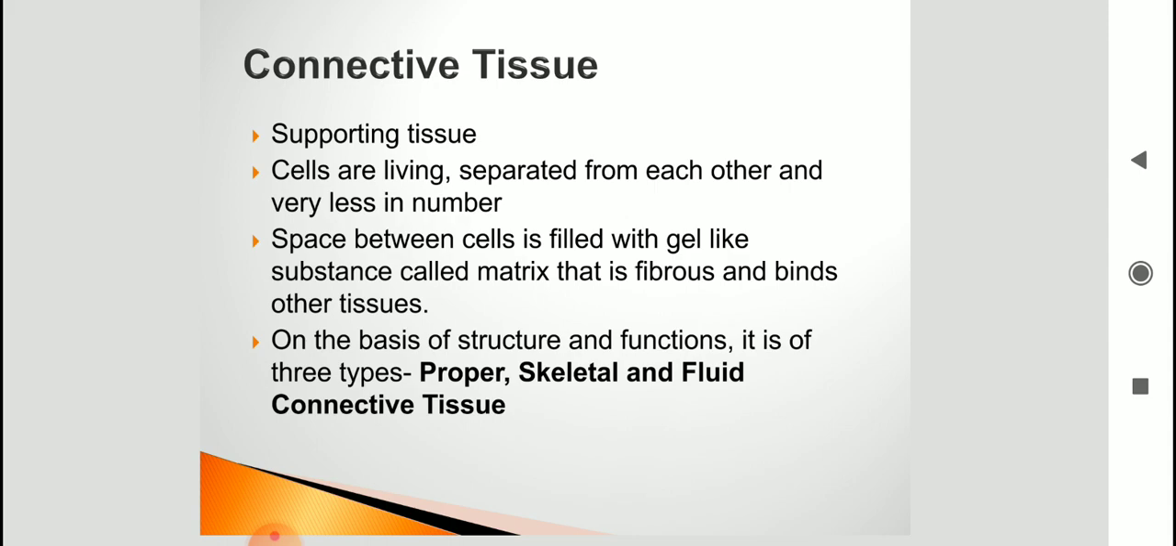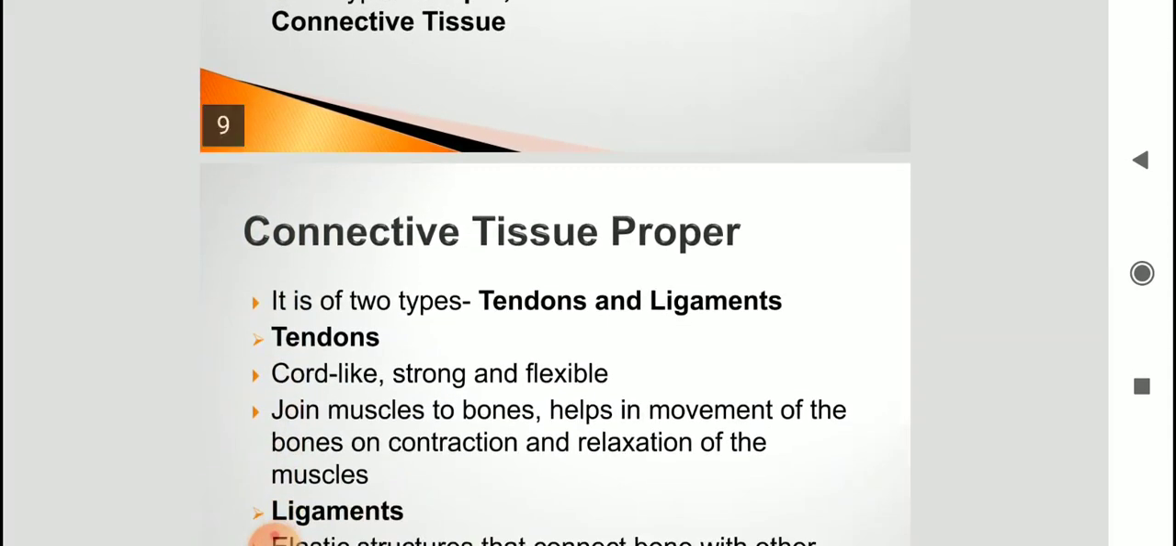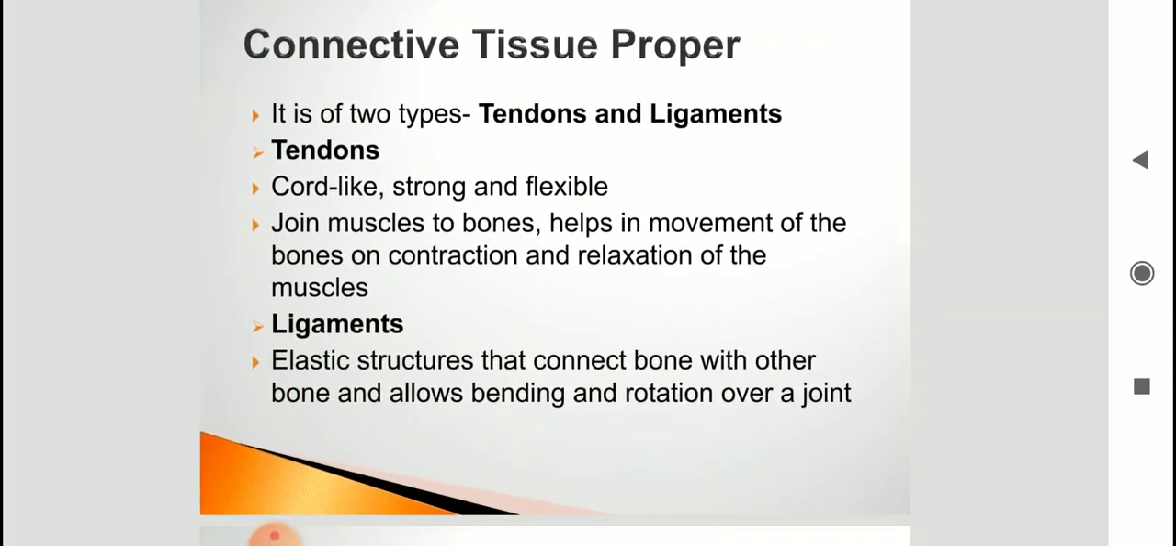So matrix is there and fewer cells. These two things you have to remember. Now on the basis of structure and function, it is of three types: connective tissue proper, skeletal tissue and fluid connective tissue. We will study each. Connective tissue proper is of two types: tendons and ligaments.